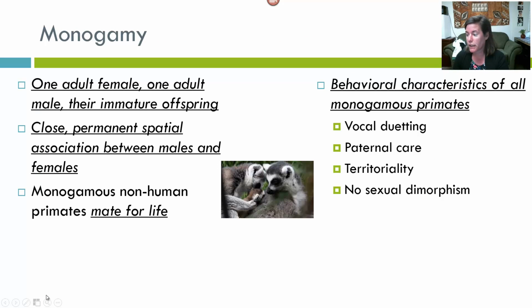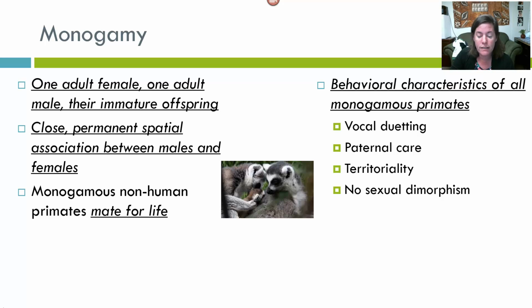Monogamy. Let's go through each of these. In monogamy, a monogamous social structure consists of one adult female, one adult male, and their immature offspring. The ranges of the male and female are not just coinciding, but demonstrate a close, permanent spatial association between males and females. That is, the males and the females travel around together and are regularly seen together. They're not just in different parts of their territory, they travel and feed and do things together.